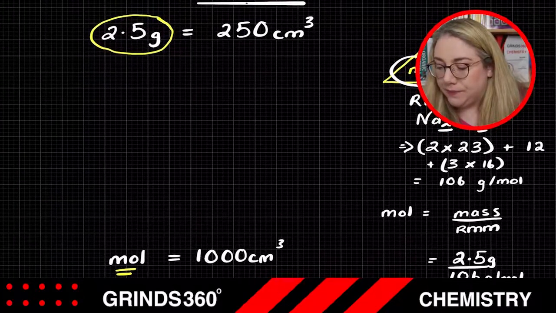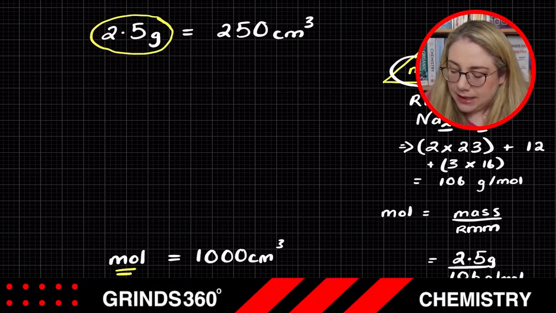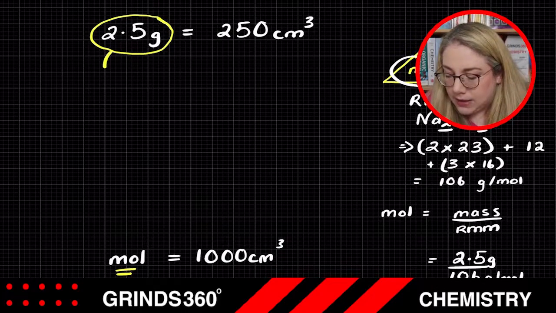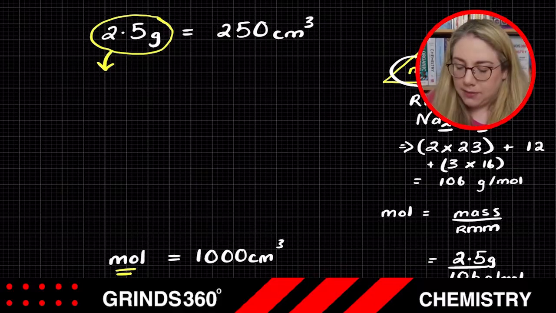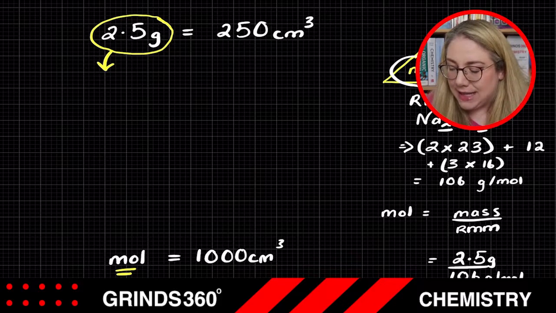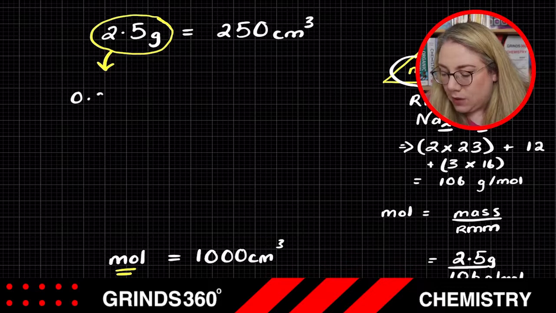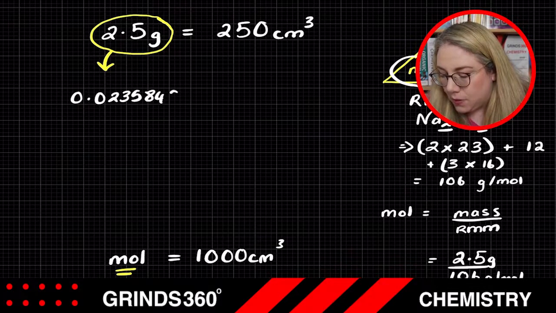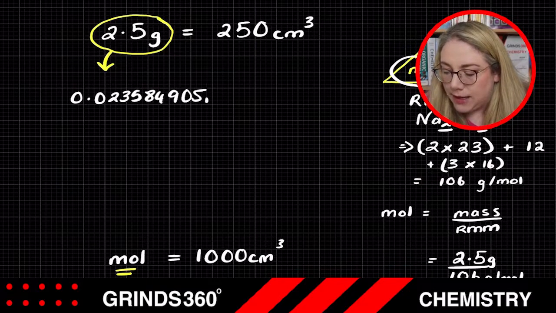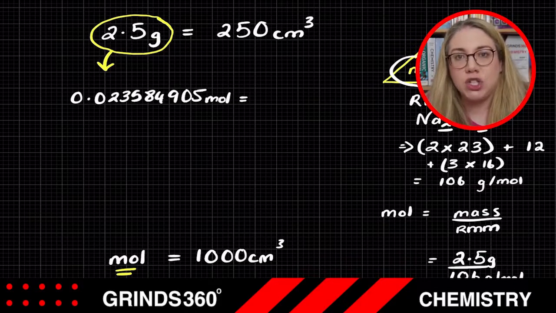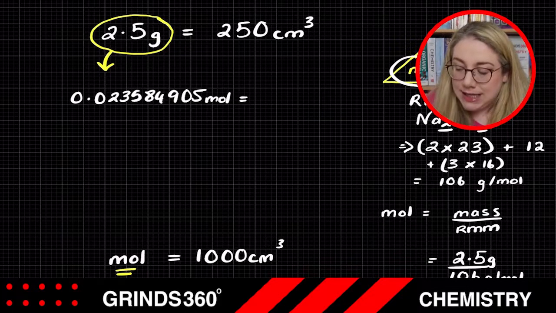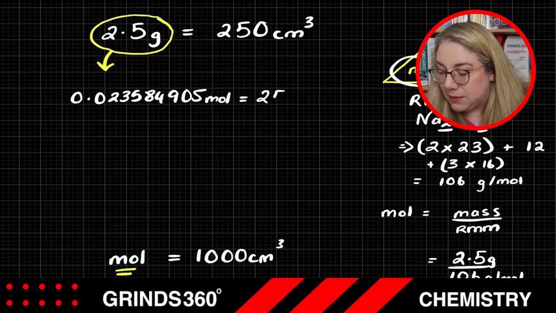So what have I just done? At the minute, all I've done is convert that. So my 2.5 grams of sodium carbonate, I now know what that is in moles. It is 0.023584905 moles. Now, I haven't changed the amount of solute. You have just changed the unit. So it's still in 250 centimeters cubed.